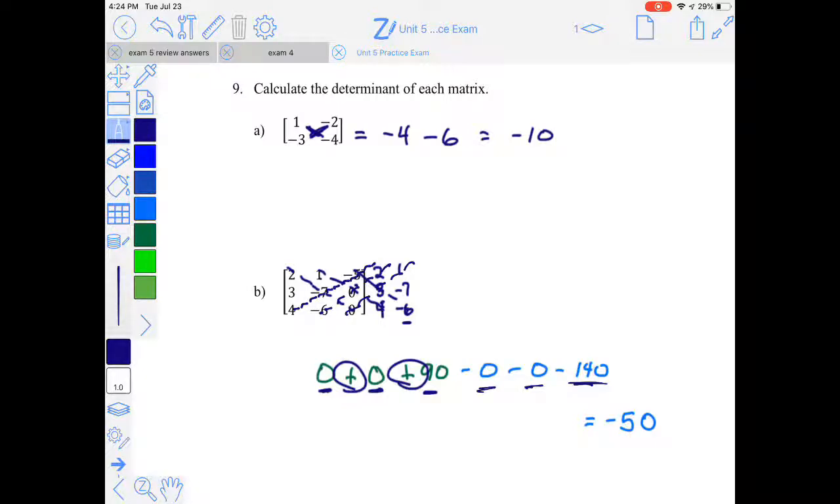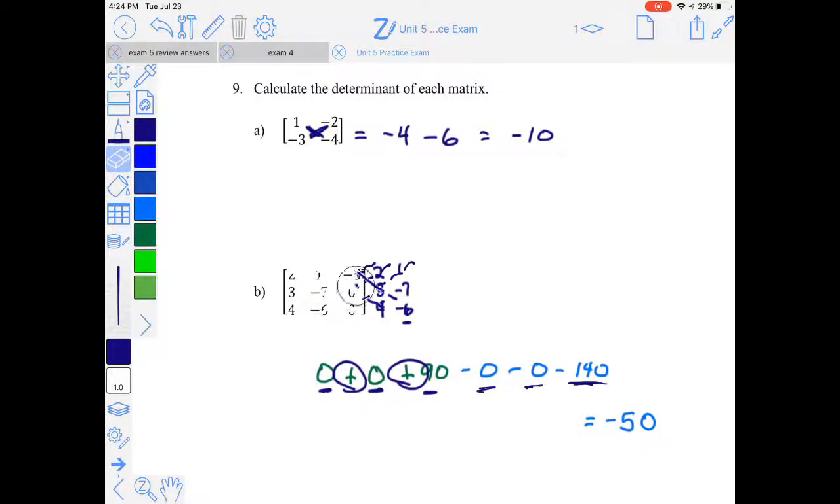Cool. So you get -50. So if the 140 was a negative 140, and then you subtract the negative, it would be a plus 140, would it be 90 plus 140? Correct. Yes. Now the other way of doing it, for those that are interested, can I erase this?